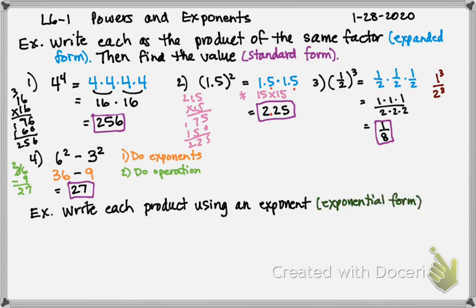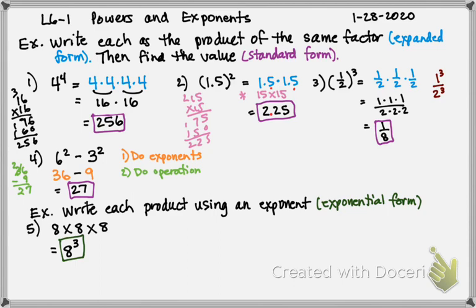Okay, so let's see. Number 5. We have 8 times 8 times 8. All they want us to do is write the base, and how many times was it being multiplied? 3. That's it. You're done. So that is your exponential form.